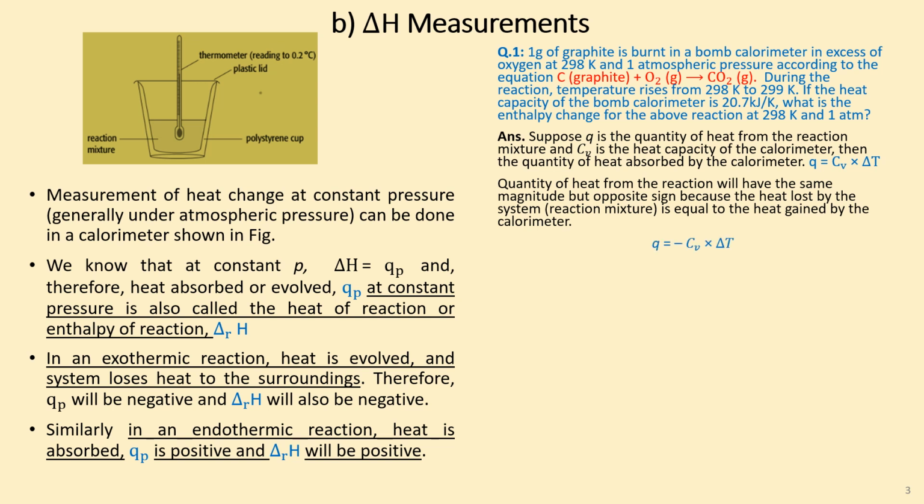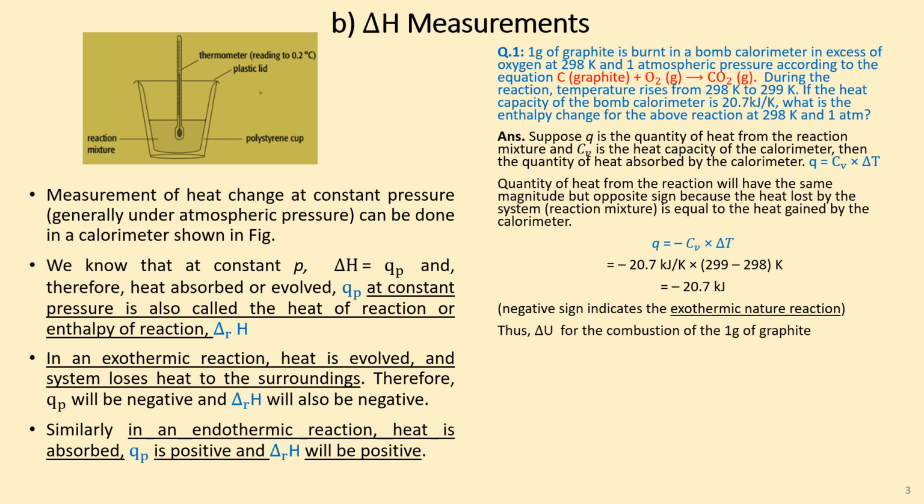Therefore, using the equation q = −Cv × ΔT, where the value is given as 20.7 kJ per Kelvin, the negative sign indicates an exothermic reaction. Thus, the change in internal energy ΔU for the combustion of 1 gram of graphite is calculated as −20.7 kJ per Kelvin.